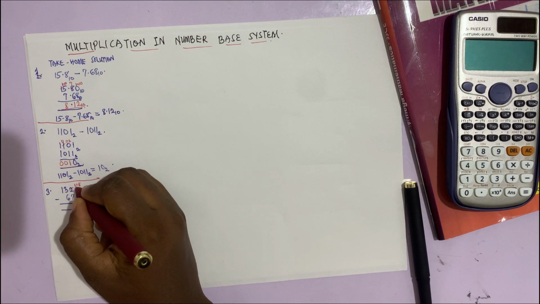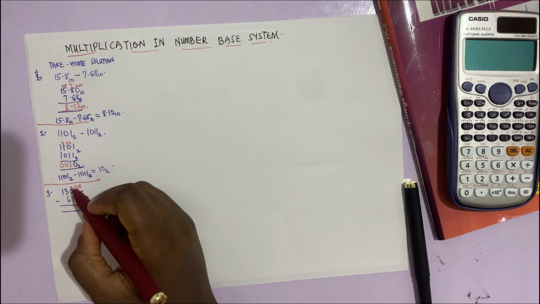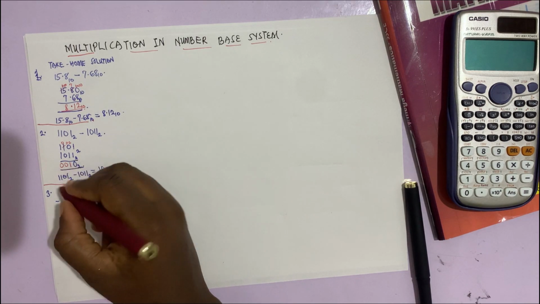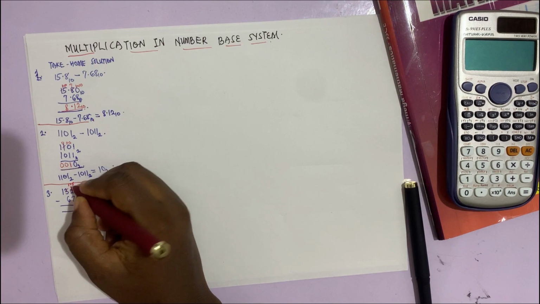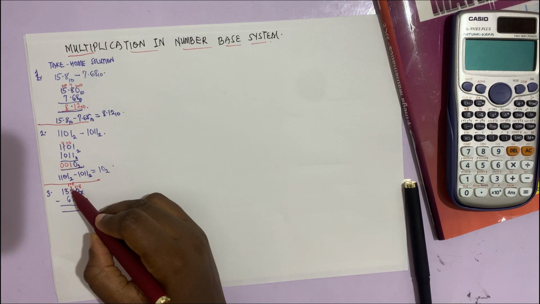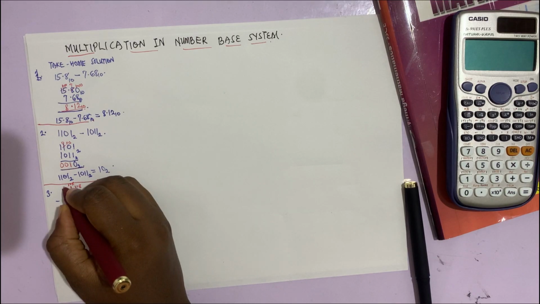So here, because we have borrowed 1, we have 1 remaining. So 1 minus 7 is impossible. So we come to this 3, we borrow 1. But what we are borrowing is actually 8. So 8 plus 1, 9. 9 minus 7, 2. So here we are left with 2.